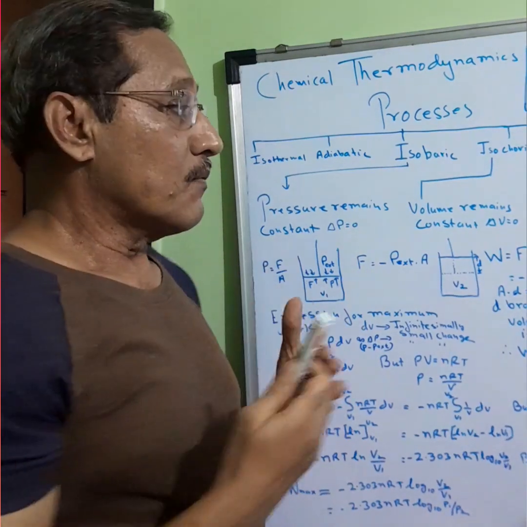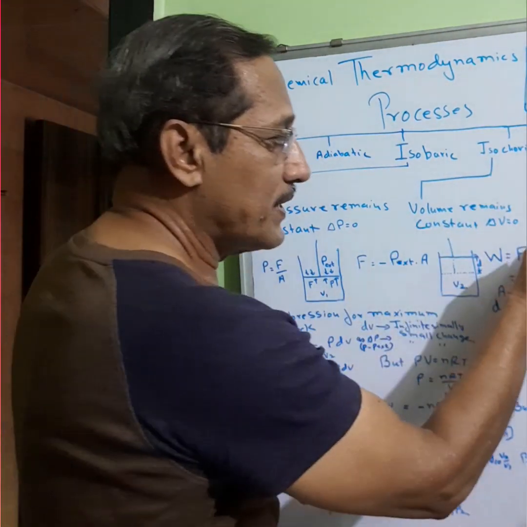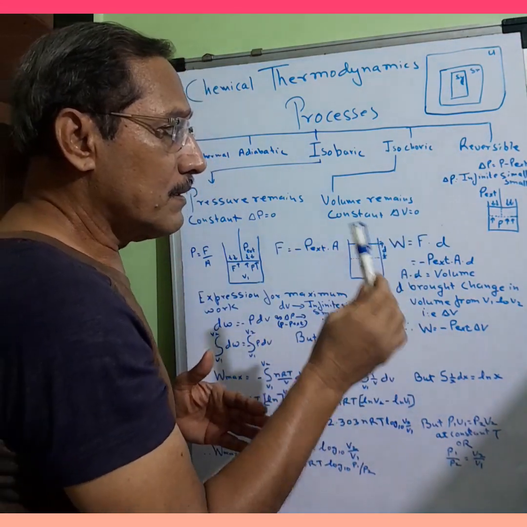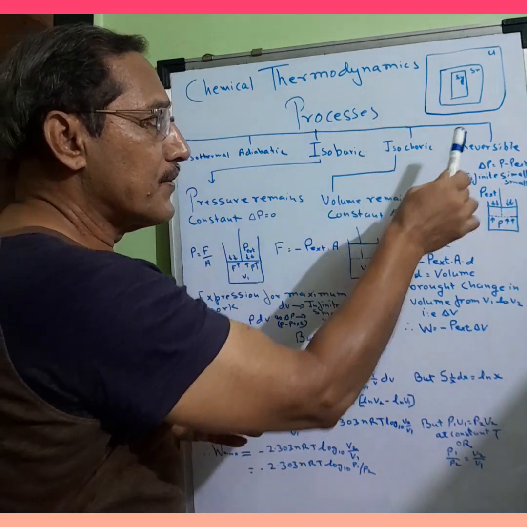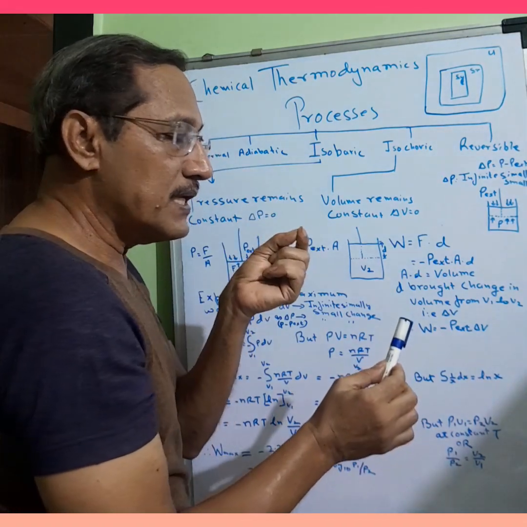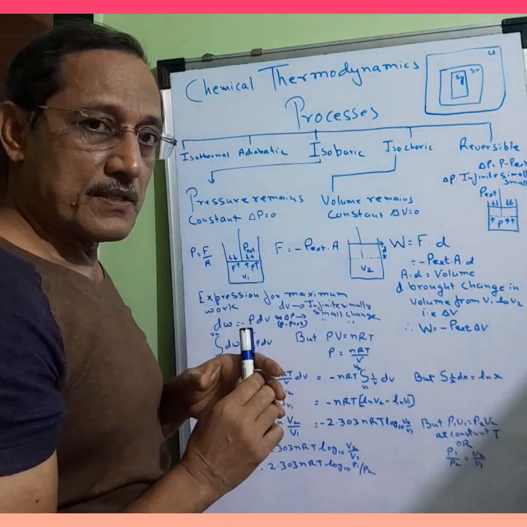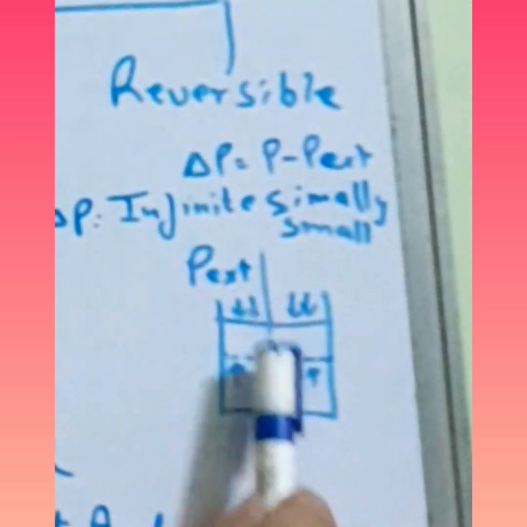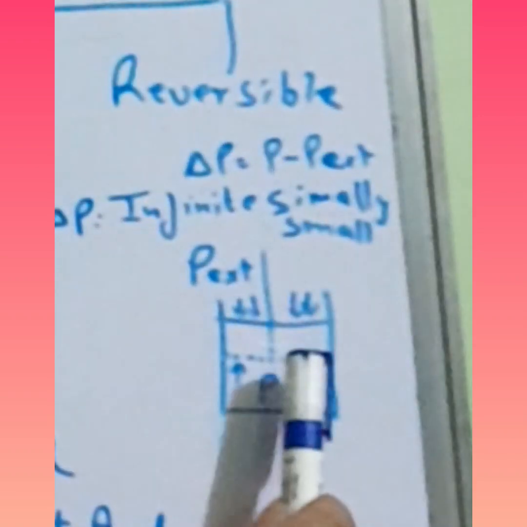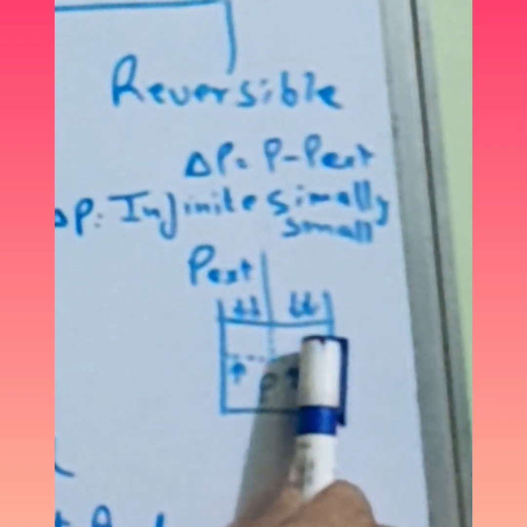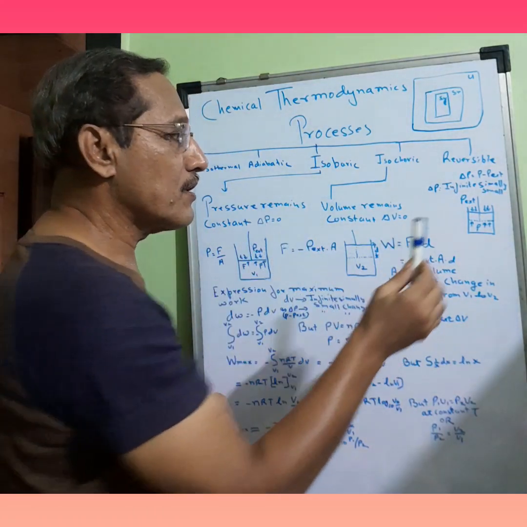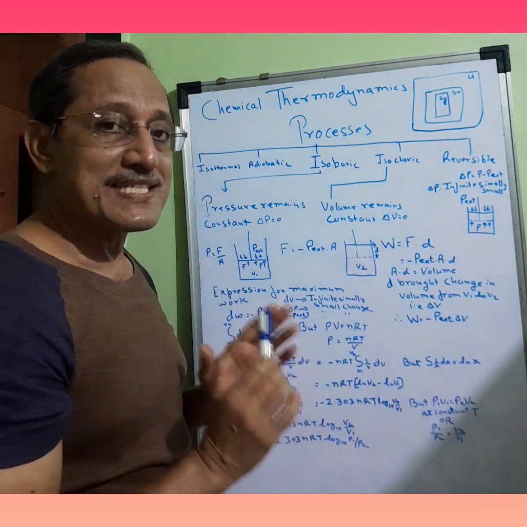Now, in this system we have P external from outside and P from internal. Work would be done reversibly only when the internal pressure is infinitesimally greater than the external pressure. This pressure has to be infinitesimally greater than P external. Only then would the piston move very slowly, and since it moves very slowly, there won't be any loss owing to heat from friction of the piston with the wall of the cylinder. Got it?